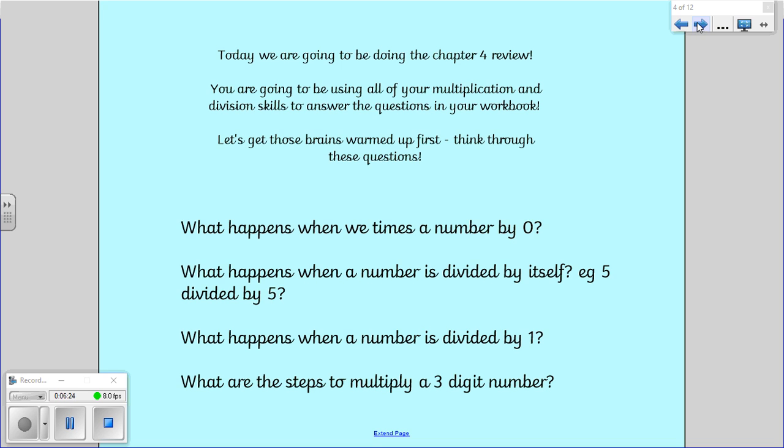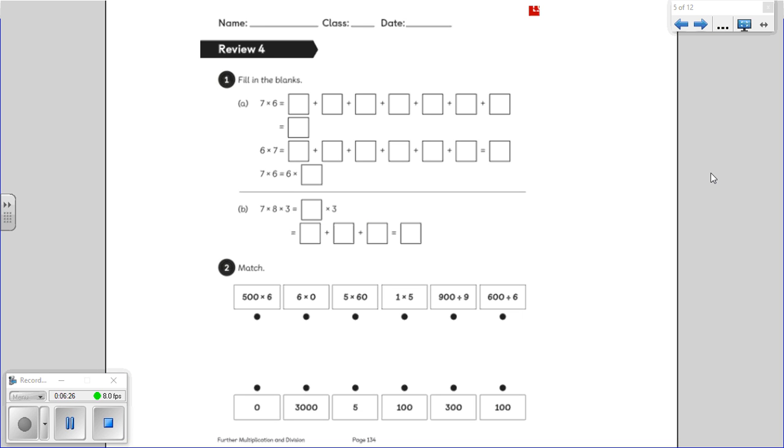So fantastic work. So there are 3 pages to your review today. So you've really got to think back to all of that amazing learning that you've been doing. Now, if I was feeling a bit stuck and I couldn't remember because it had been a long time since I last did some learning like this, then you can flick back through your workbook, look at your previous lessons and remind yourself of what you had to do. So let's go through the different questions that you've got to do today.